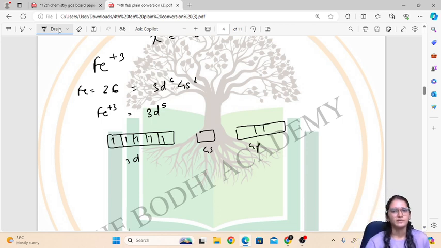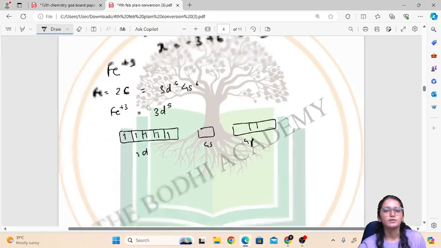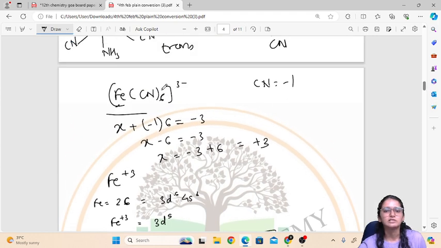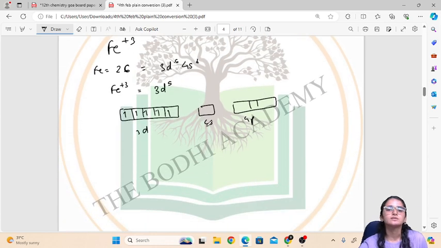Now these are empty. See how many ligands there are in this compound. There are 6 ligands, and the ligand is CN, cyanide. So 6 ligands means we should have 6 empty orbitals to take those 6 ligands, paired ligands.